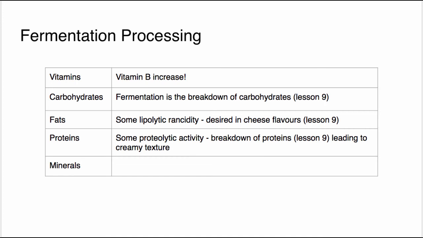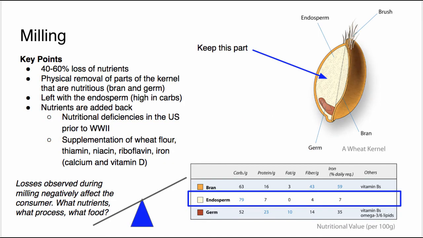Similarly, with proteins, you can get proteolytic activity, so the breakdown of proteins, and this makes them more easily absorbed by us, and it also changes the texture of these cheeses. Like the camembert, giving it that really creamy, gooey middle, by breaking down all the proteins in milk.